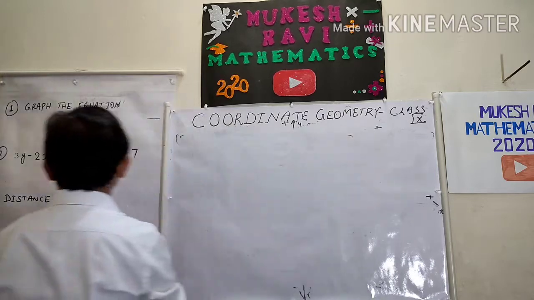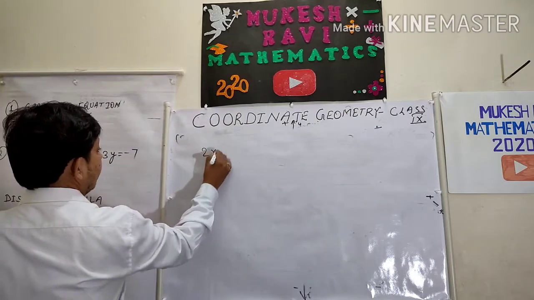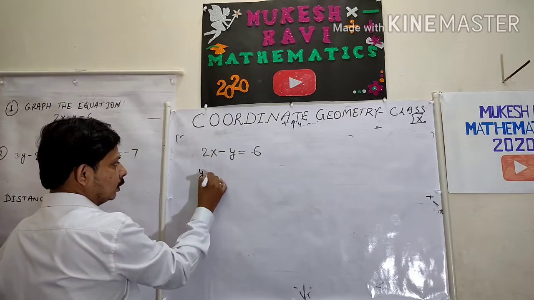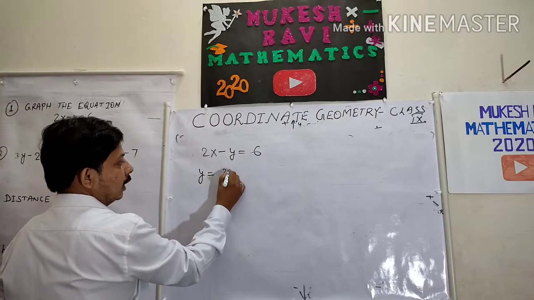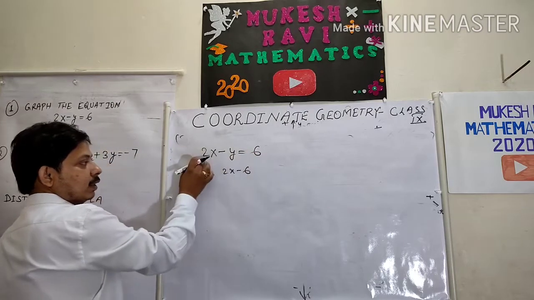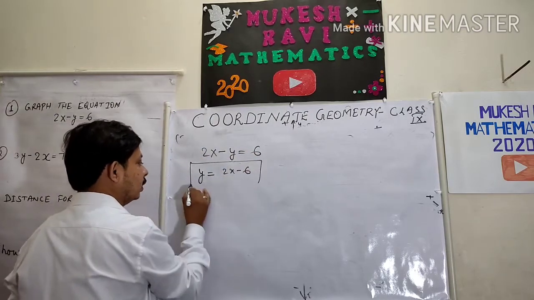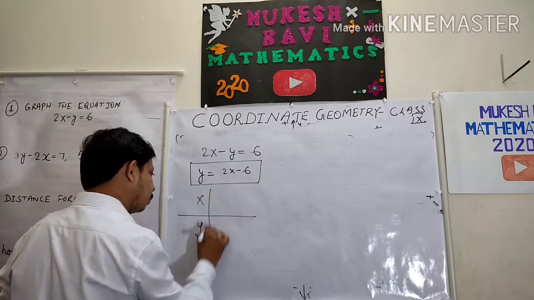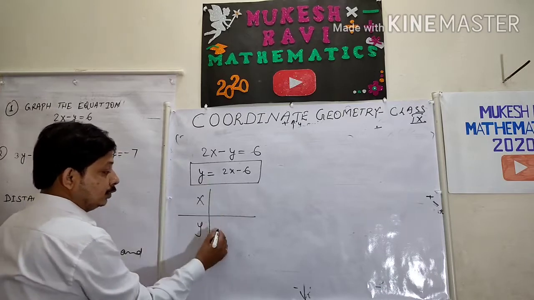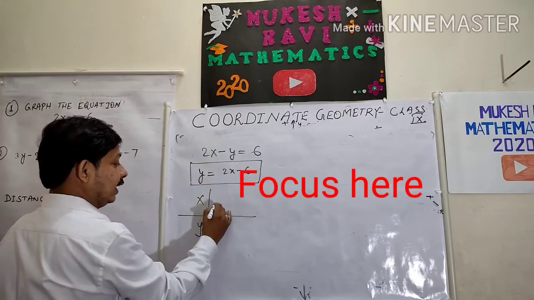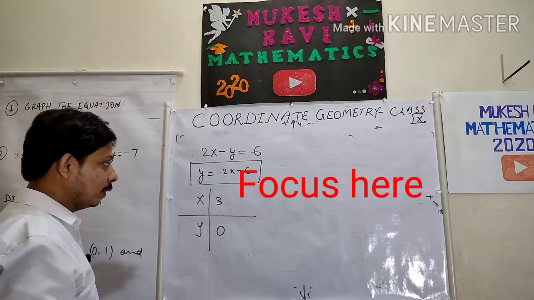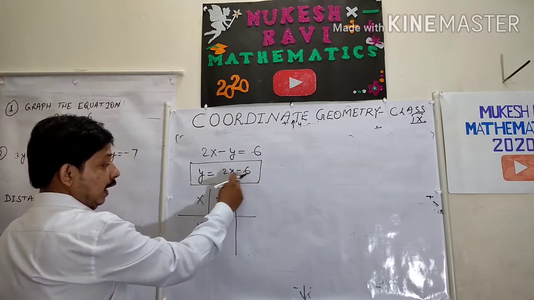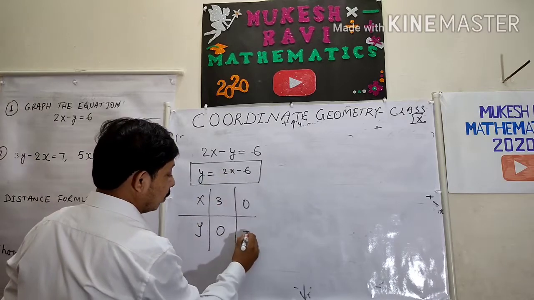Suppose it is given here 2x minus y equal to 6. So I will do one thing: y is equal to 2x minus 6. This 6 will come to this side, and now I will plot the graph. Suppose here I am making a table of x and y. Suppose y equal to 0: 2x equal to 6, x equal to 3. Okay. See, if x equal to 0, y equal to minus 6.